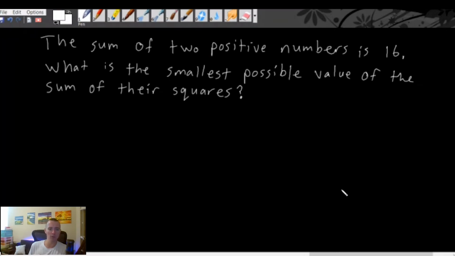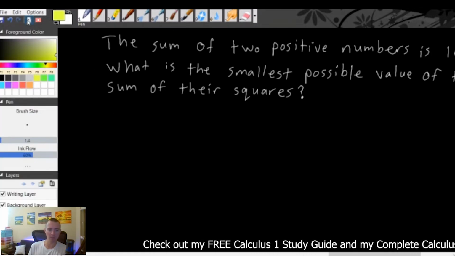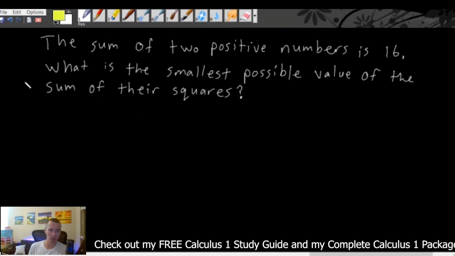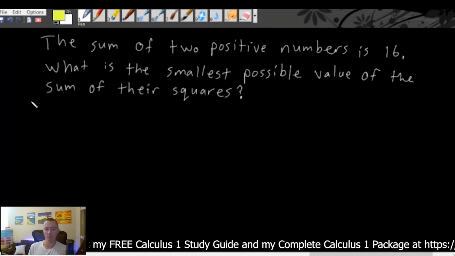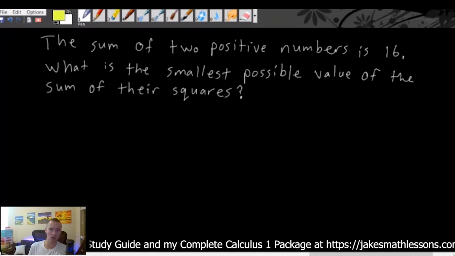The example we're going to be going over here is: the sum of two positive numbers is 16. What is the smallest possible value of the sum of their squares? Again, what we want to do is think about the five main steps that we're going to go through with all these optimization problems. First of all, we want to take a step back and think about our problem, what it's asking, and what it's telling us that we already know.